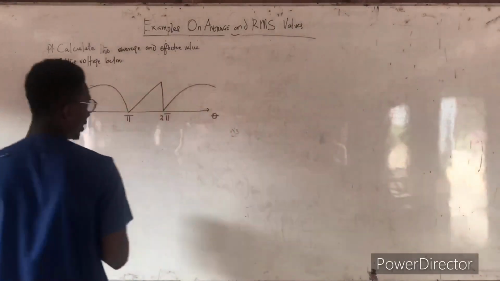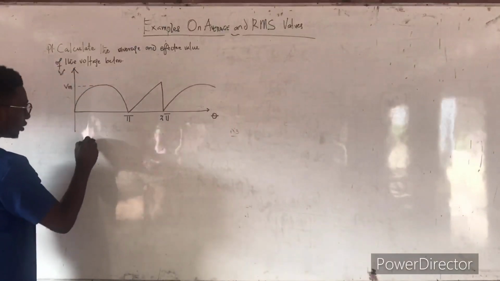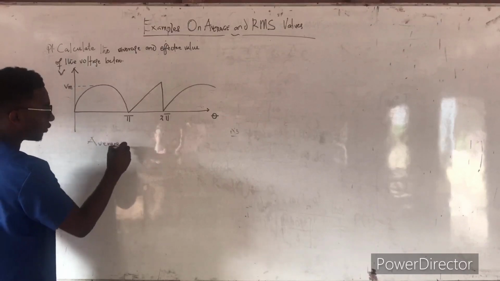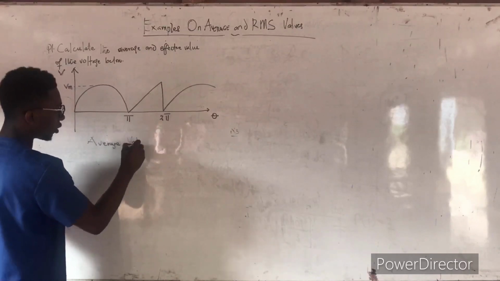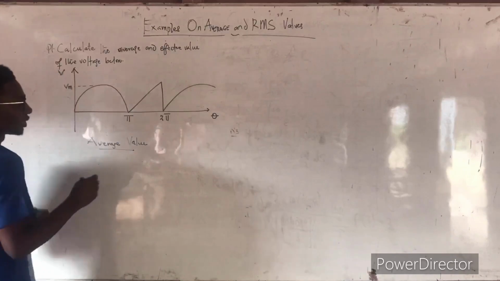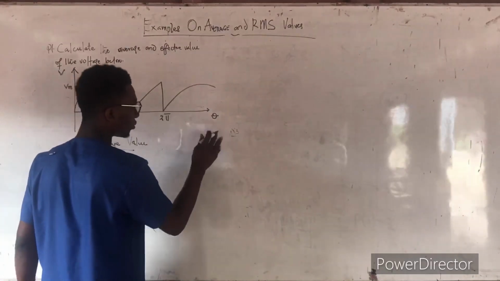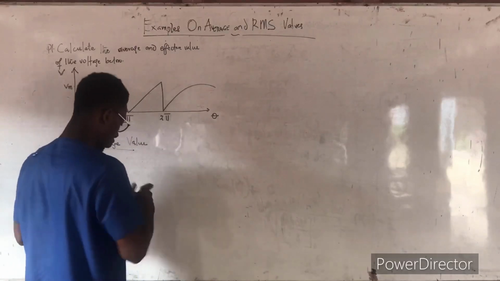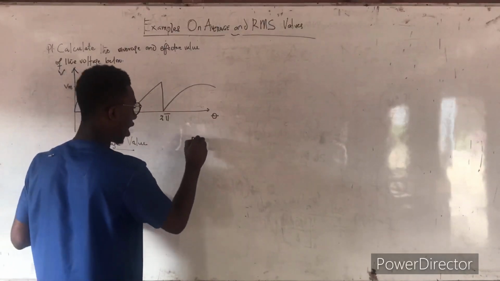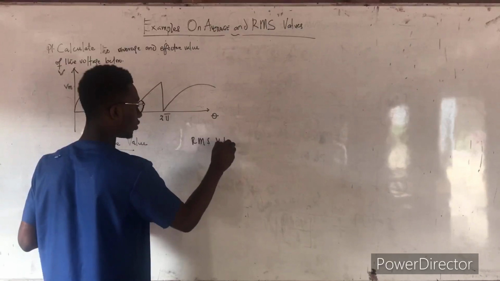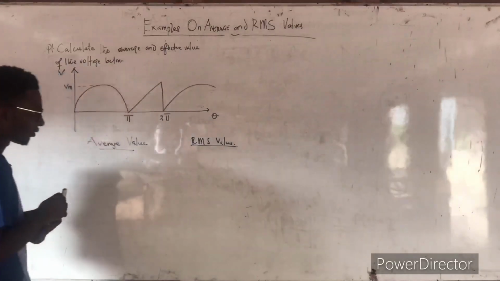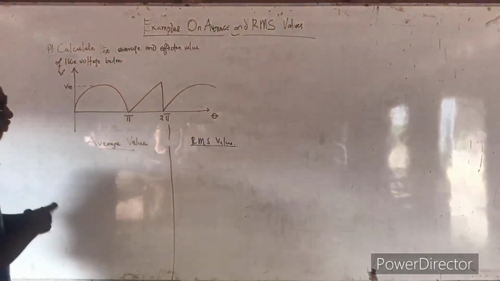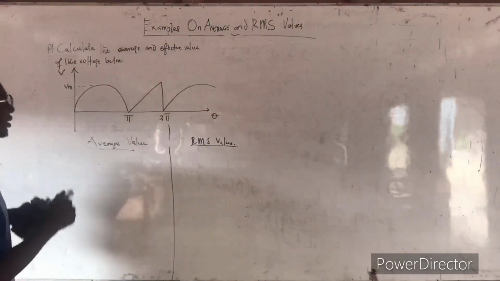So what I want to do here is solve the average value of the voltage on this side, and I'll be doing the RMS value on this side. Okay, so now let's look at it. So this is the question.